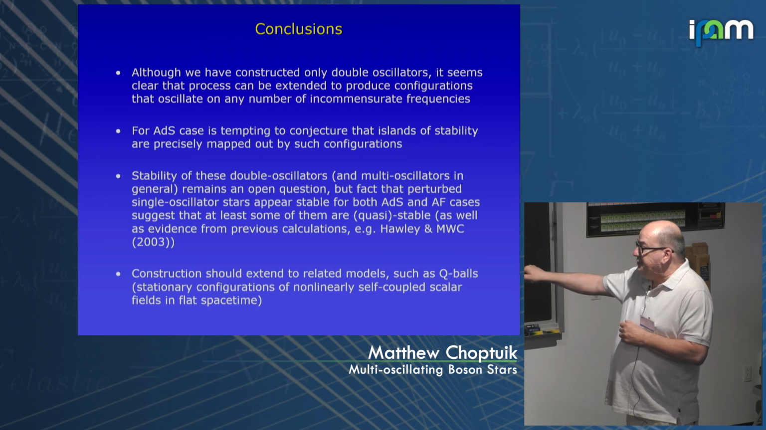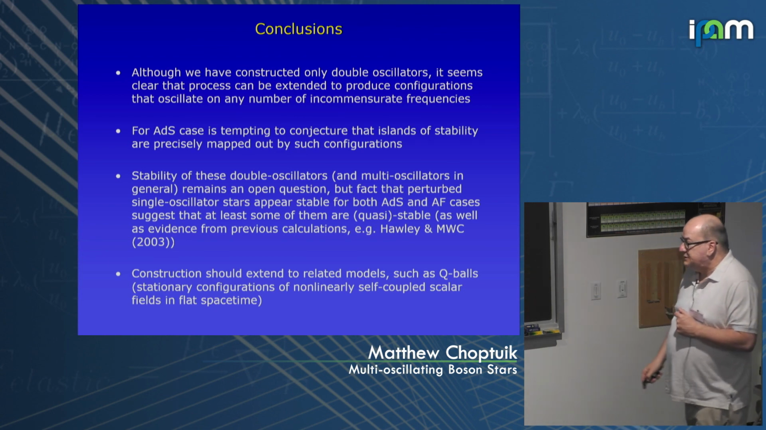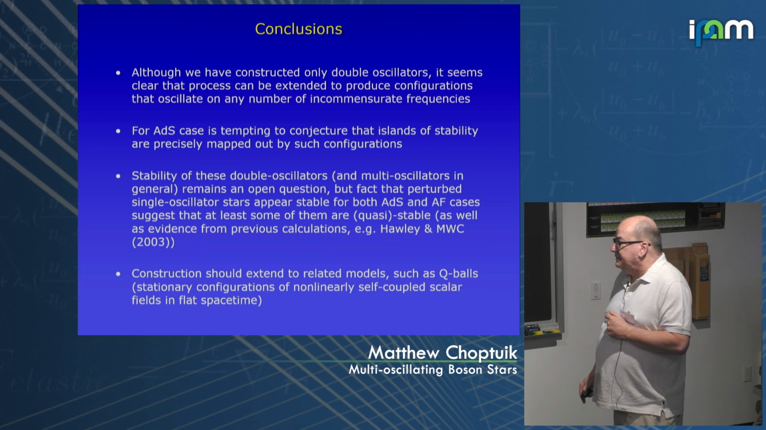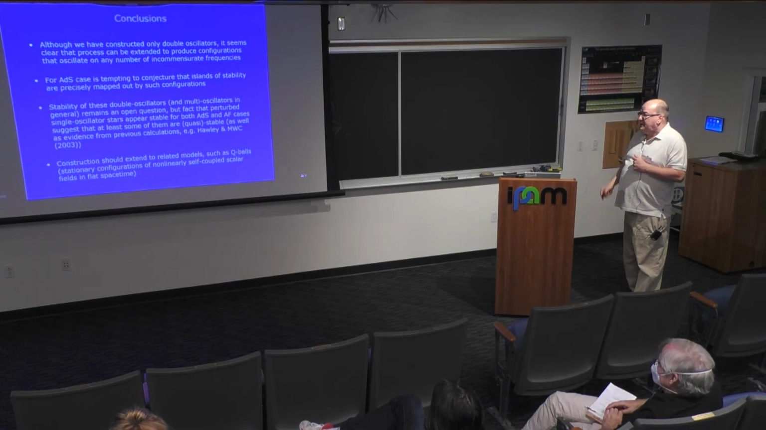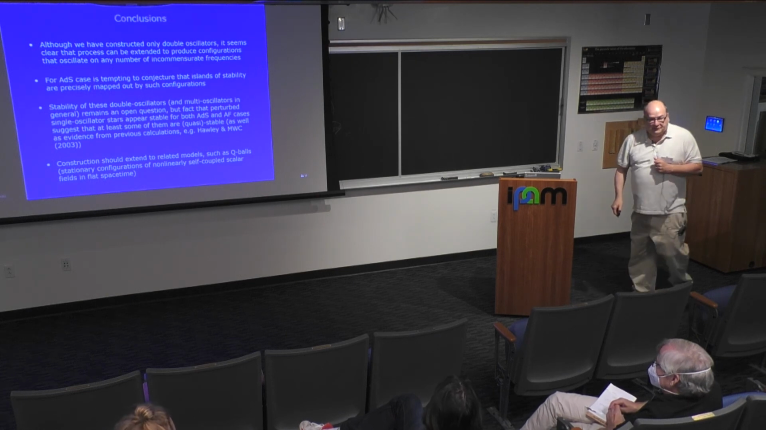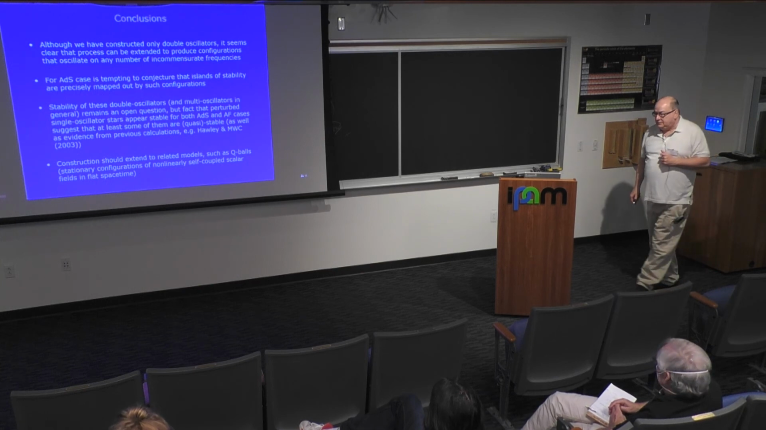But the fact that the perturbed single oscillator stars appear stable for both AdS and the asymptotically flat case suggests that at least some of them are stable. And there's also this addition from previous calculations, for example, that done by my student Scott Hawley back in 2003. And the construction should extend to related models, such as flat space Q-balls, which are configurations of nonlinear self-coupled scalar fields. And with that, I'll conclude.